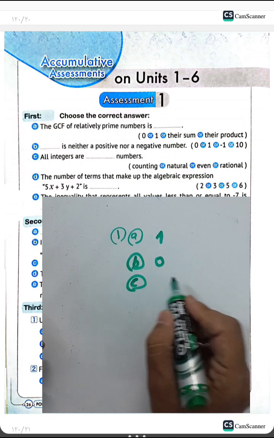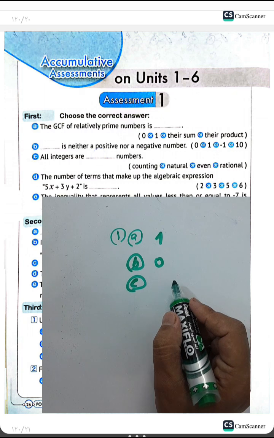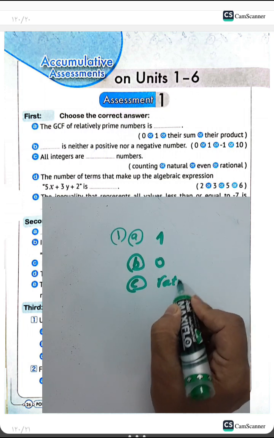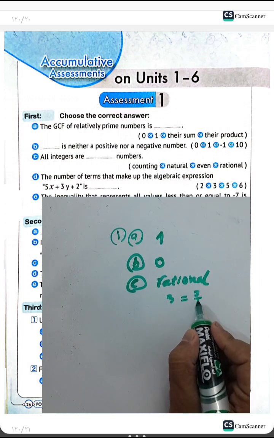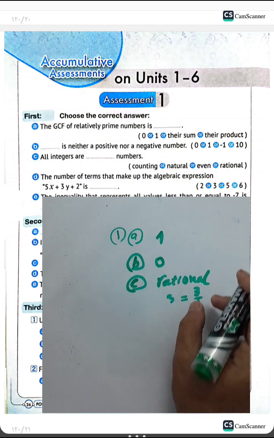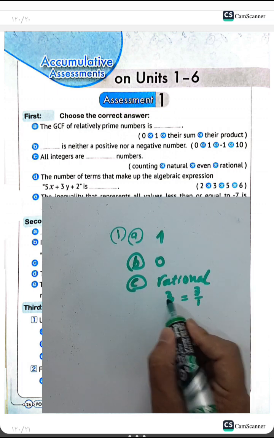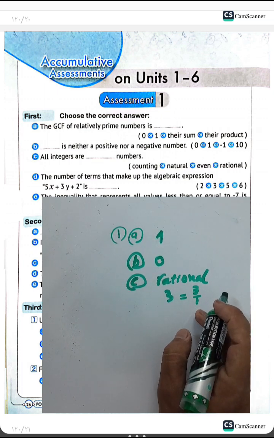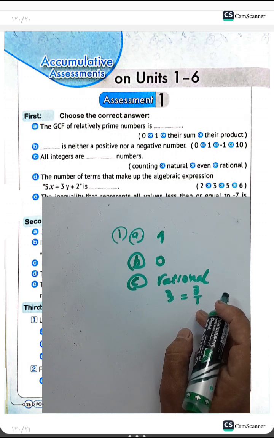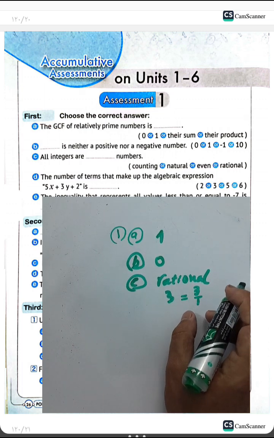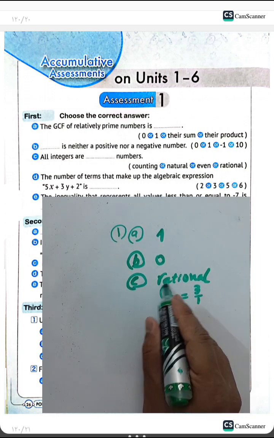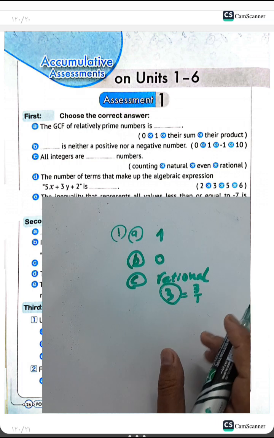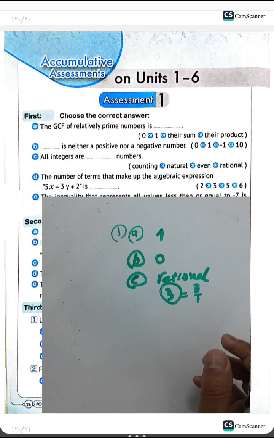Question letter C. All integers are rational numbers. Such that 3, we can write it as 3 over 1. Any rational number we can write in this form, a over b, because the denominator must be not equal to 0. We call it a rational number. 3 was an integer, and integers we call rational numbers. So all integers are rational numbers.